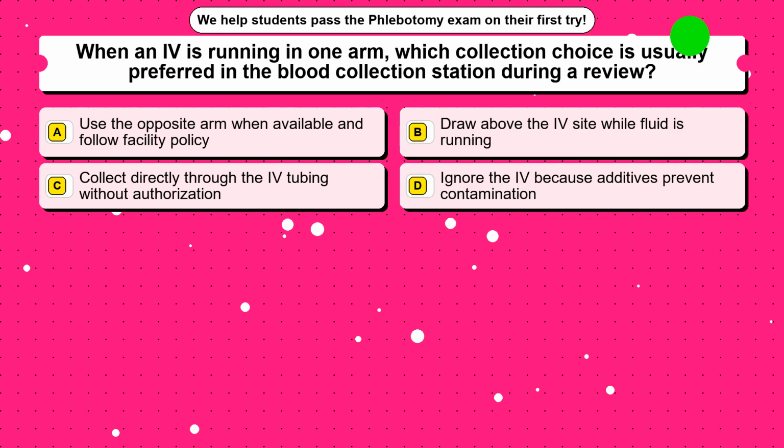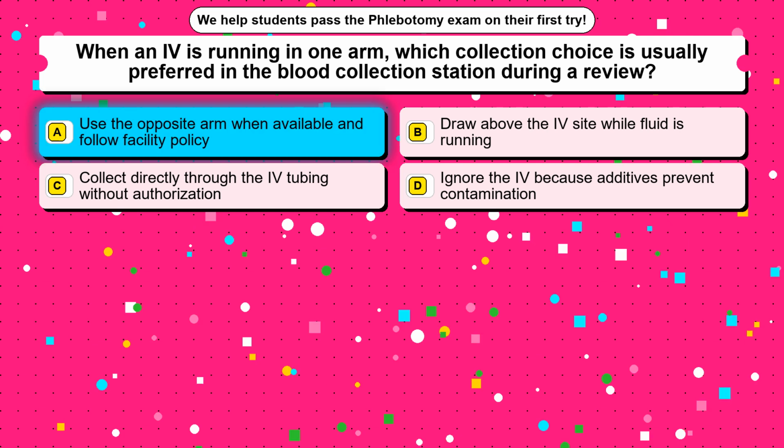Question 9. When an IV is running in one arm, which collection choice is usually preferred in the blood collection station during a review? Option A. Use the opposite arm when available and follow facility policy. Option B. Draw above the IV site while fluid is running. Option C. Collect directly through the IV tubing without authorization. Option D. Ignore the IV because additives prevent contamination.